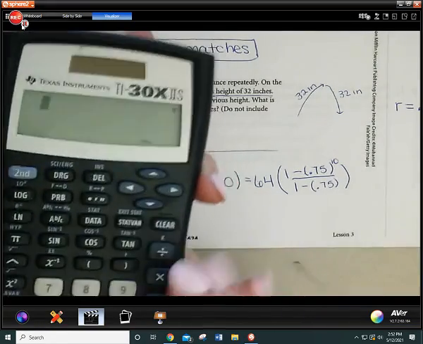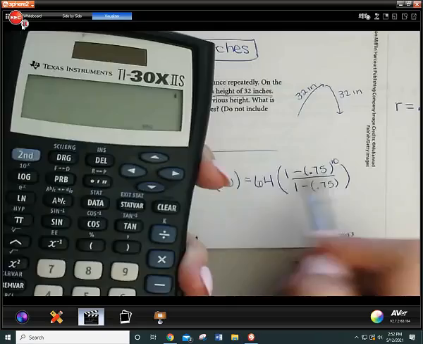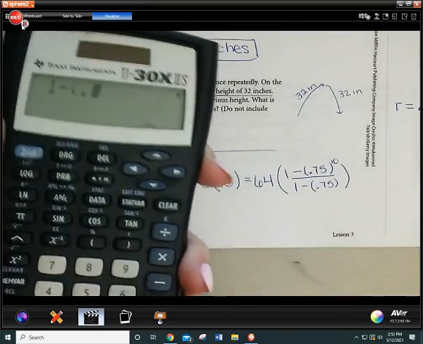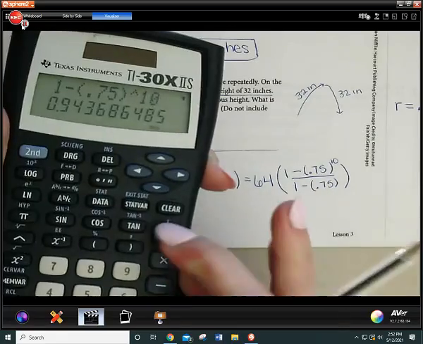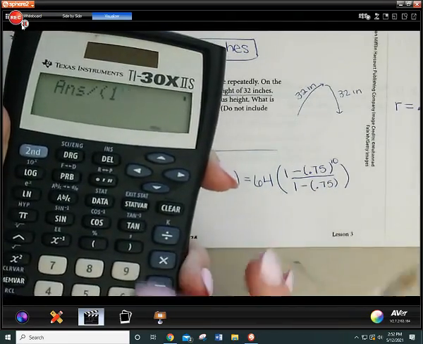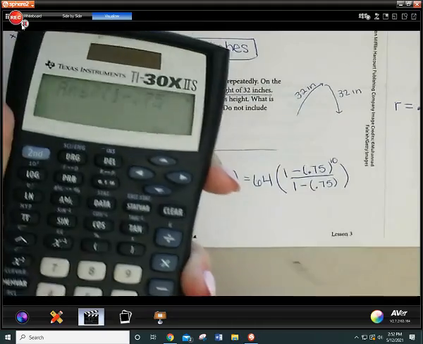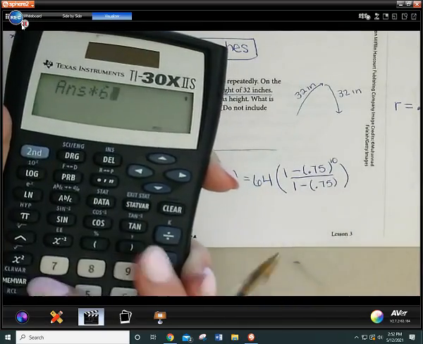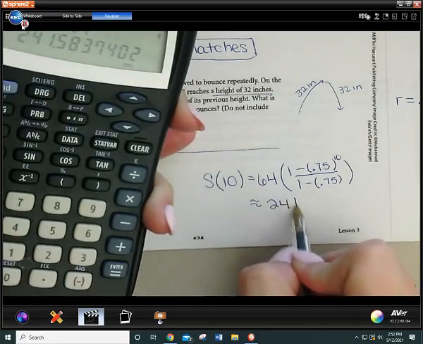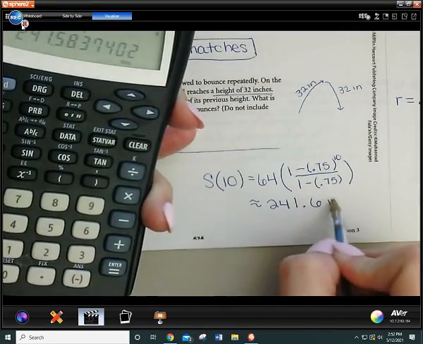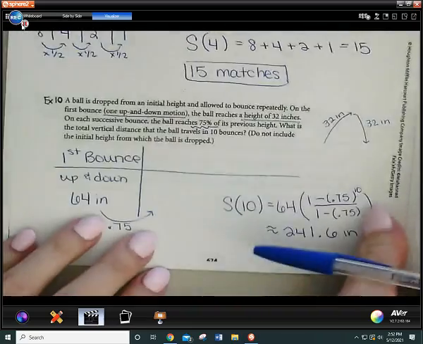I was just looking at my final answer. I mistyped something, so I'm just going to type it in again. So 1 minus the 0.75 to the 10th, and I'm going to divide that by 1 minus the 0.75, and I'm going to take that times 64. Okay, so that's about 241.6 inches after 10 bounces.